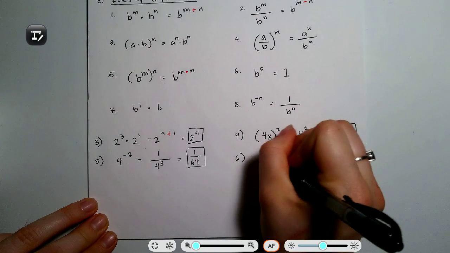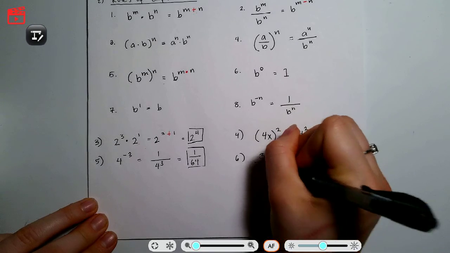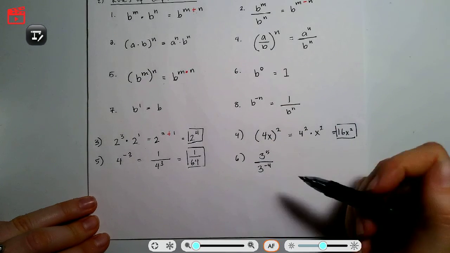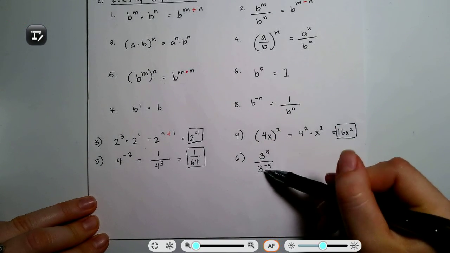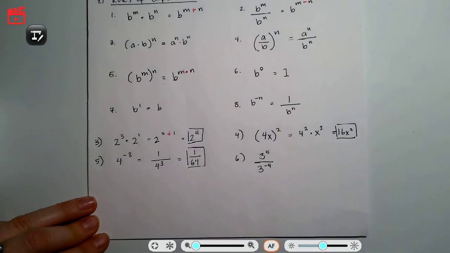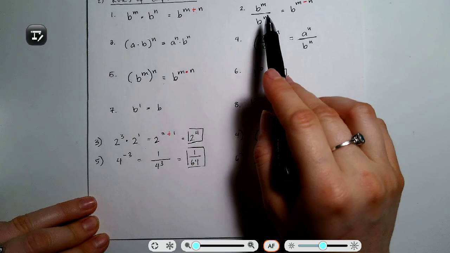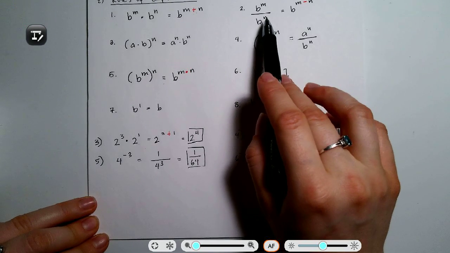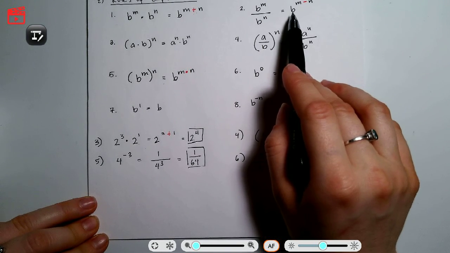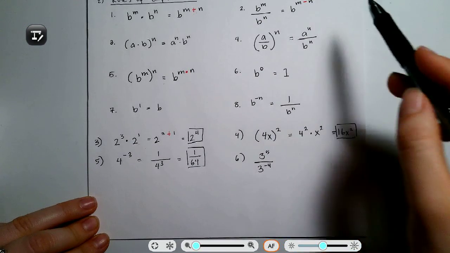3 to the 5th power divided by 3 to the negative 4th power. So what kind of a problem is this? Well, it's division with the same base. Do I have division with the same base in any of these? Number 2. Number 2 is division of the same base. So what do we do? Well, we keep the base and we subtract the exponents.